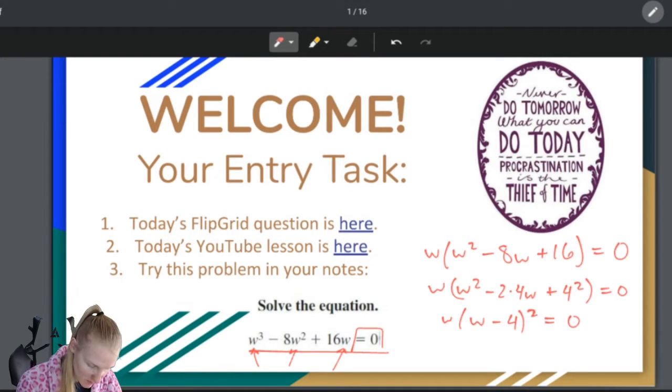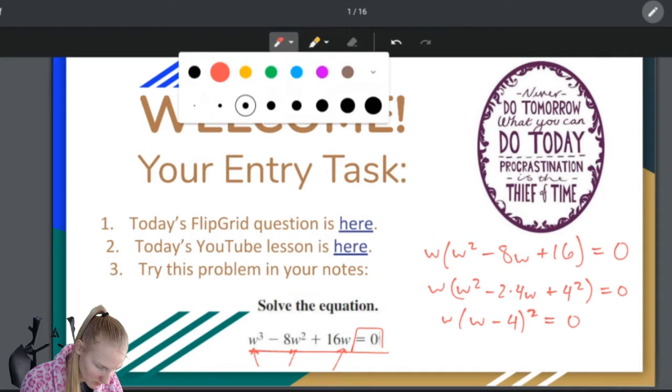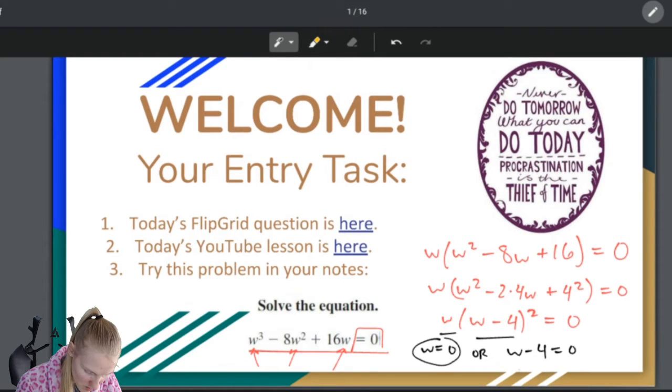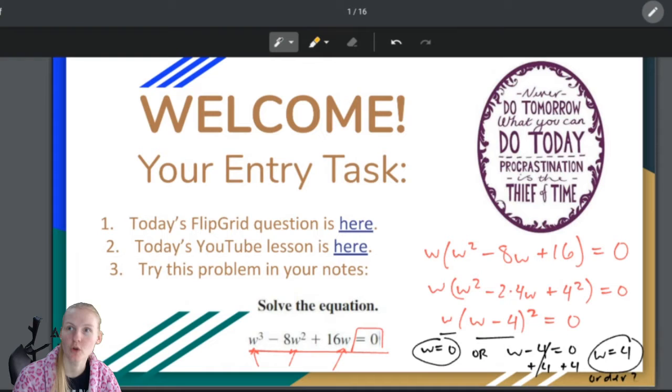And now what we have is W equals 0 or W minus 4 equals 0. So W equals 0 or, whoop, you can't read that very well. We add 4 to both sides. We get W equals 4. And that is with order 2.